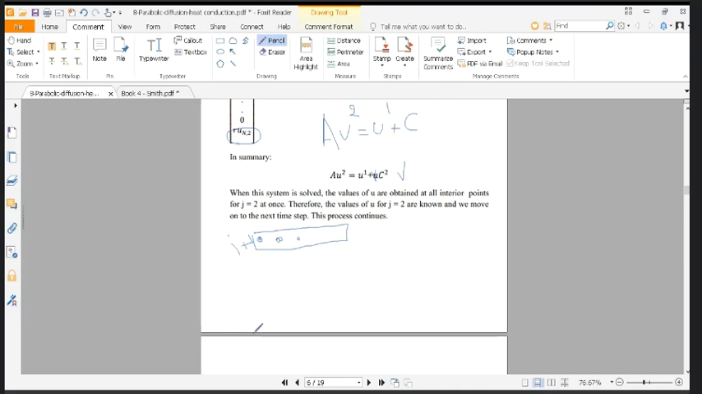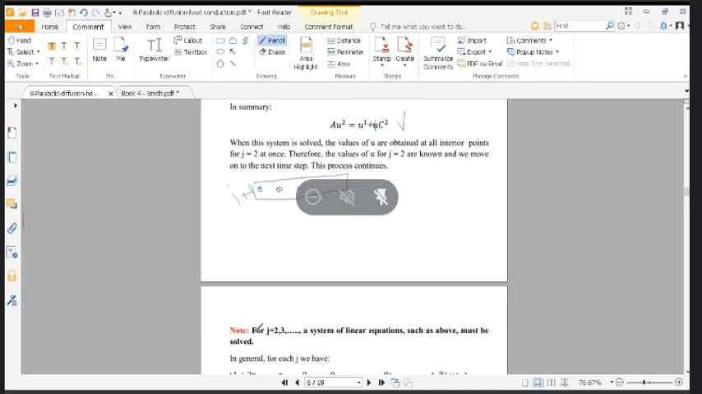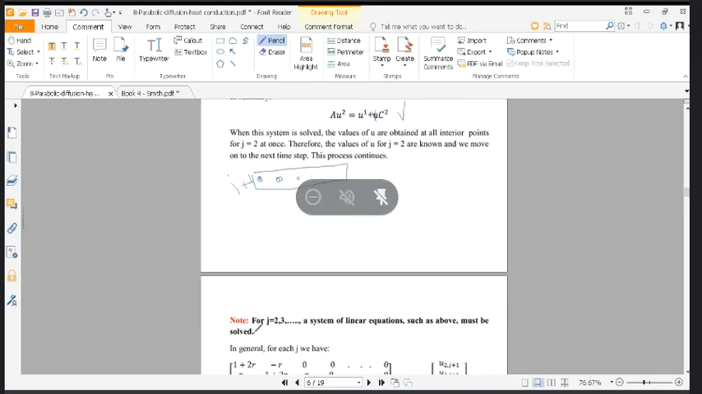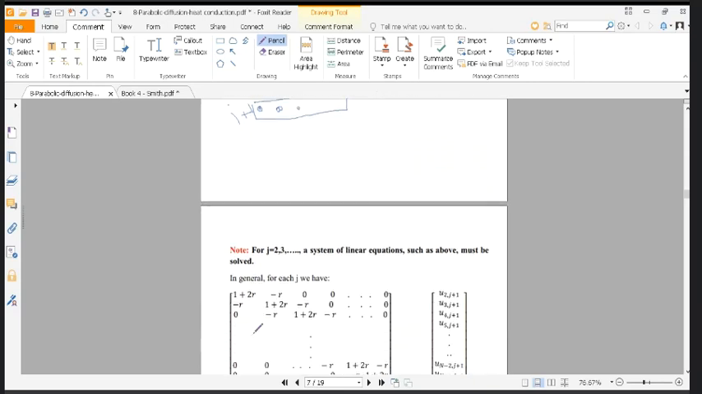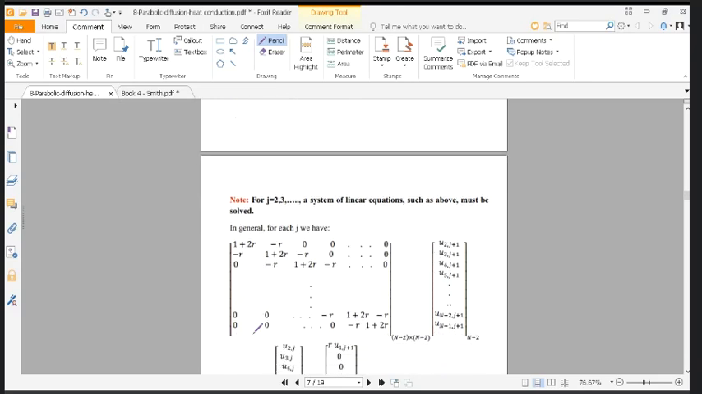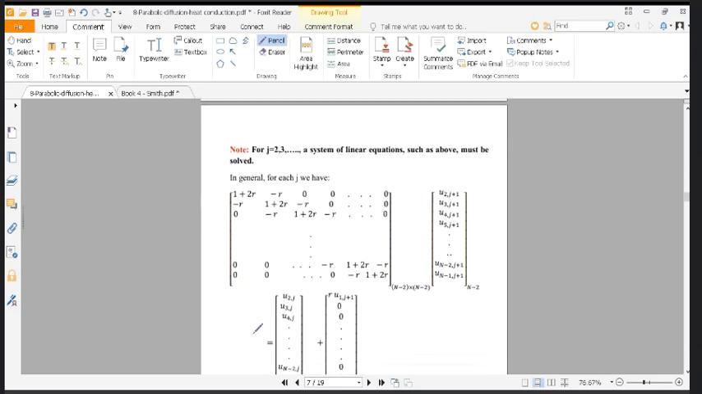Not for j equal 1, but for every j is 2, 3, and so on. We have a system of linear equations such as above and must be solved. In general, for each j, the matrix is constant. This matrix doesn't change for every j. This is constant and fixed. This matrix is fixed for every time level.